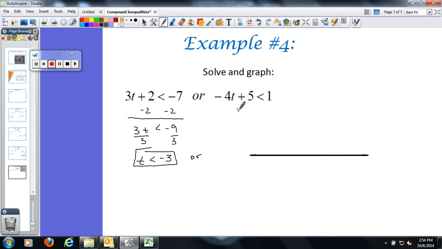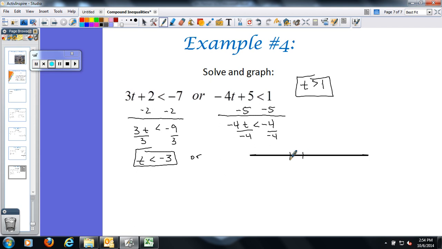Or subtract 5, -4t less than -4. Divide by -4. And because I divided by a negative, I have to flip the sign, which makes it t greater than 1.